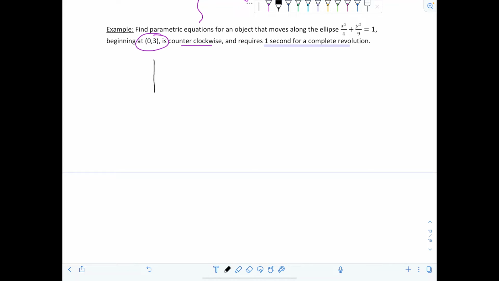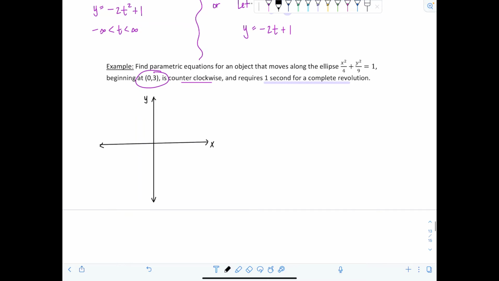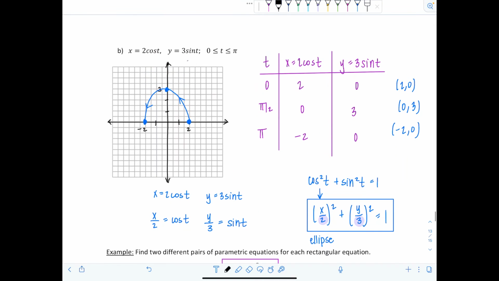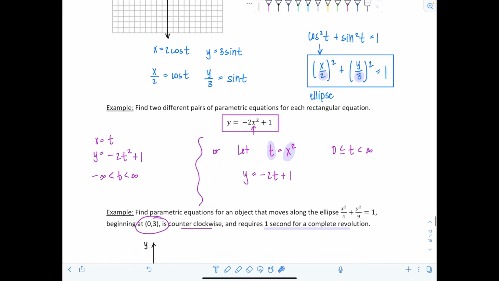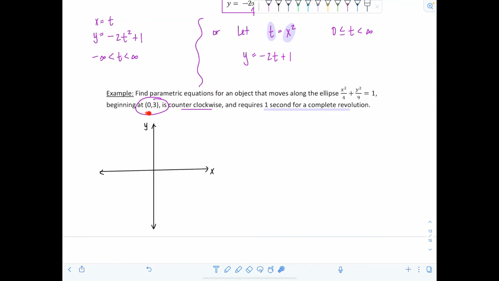Let's first think back to how we graph an ellipse using parametric equations. It's no coincidence we just did this exact curve earlier. x squared over 4 plus y squared over 9 equals 1. That's this guy right here. And we saw that these were the parametric equations: x equals 2 cosine t, y equals 3 sine t. But remember, when t was 0 here, we started at 2, 0. We started here. And that's not what we're asked to do for this example. They want us to start at 0, 3.